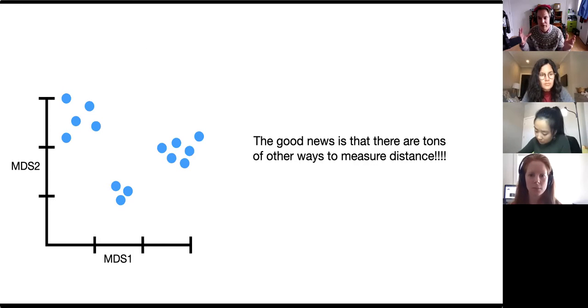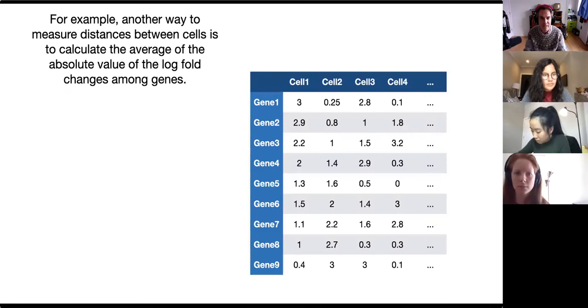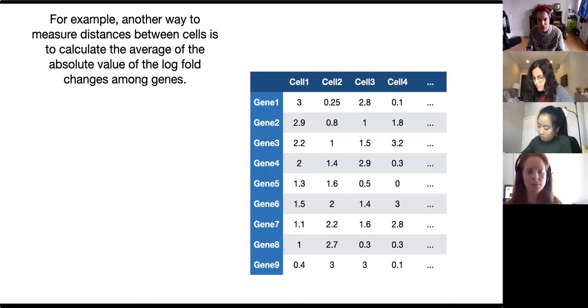The good news is that there are tons of other ways to measure distance. For example, another way to measure distances between cells is to calculate the average of the absolute value of the log-fold changes among genes. And unless you're a geneticist and working with high-throughput data, that may sound completely bizarre, but if you work with genetics data, people are looking at log-fold changes all the time.